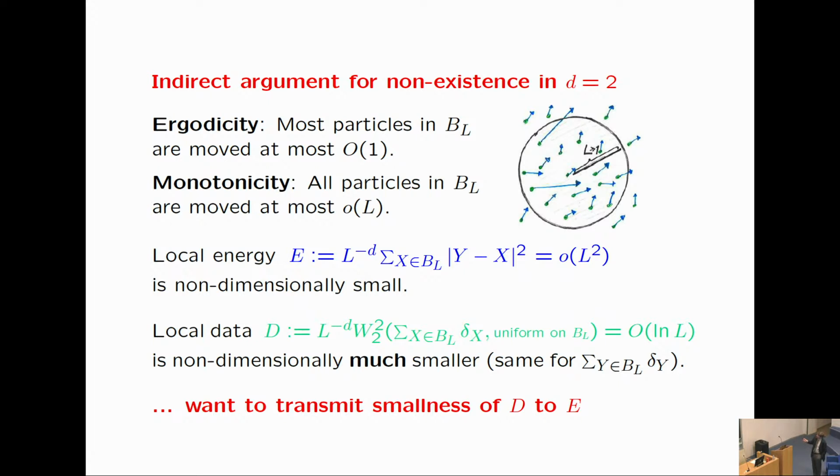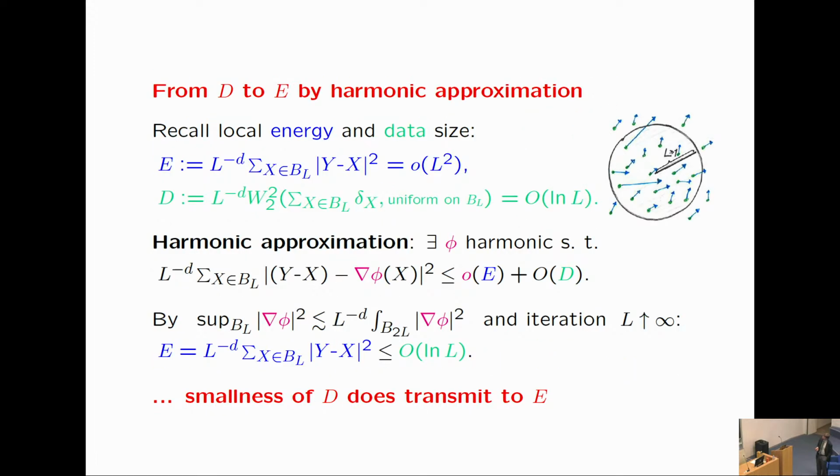And now, in a certain sense, there is a little bit of a mismatch: these points are very close to uniform in this sense. But in fact, a priori, we just know that the transport distance is little o of L squared. And what we have to do is to transmit the smallness of what I like to call the data term to the smallness of the energy. And that's exactly where our harmonic approximation helps us.